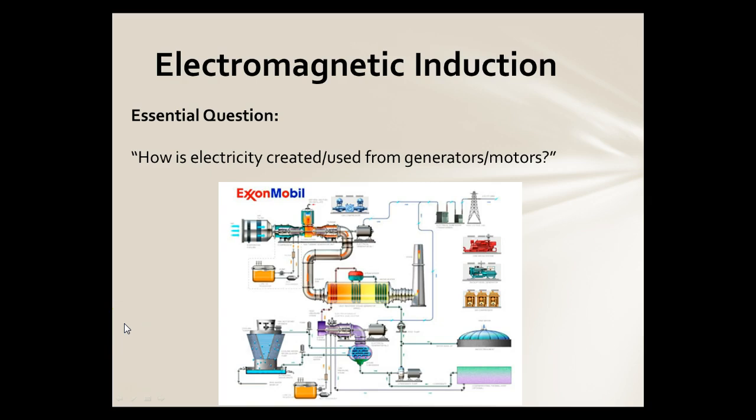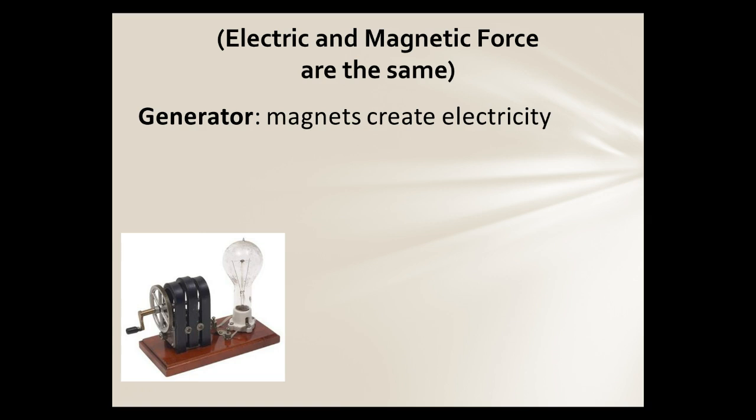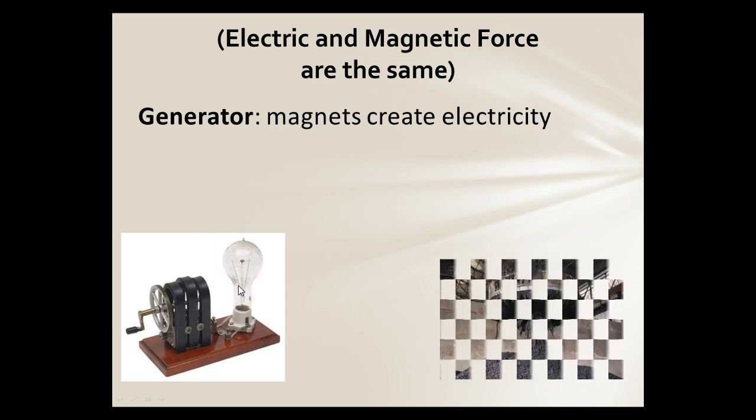Hello, students of science. Let's talk about electromagnetic induction, how electricity is created and used from generators and motors. Just to review, we've previously talked about how electric and magnetic force are essentially the same. A generator is how you use magnets to create electricity. If you were to turn this crank, you would essentially get that to light up there.